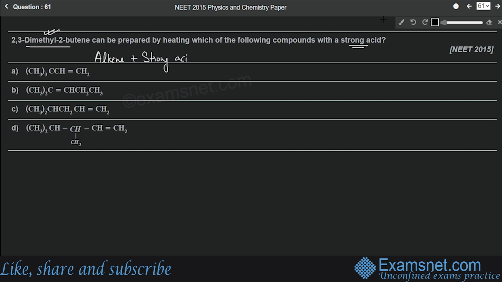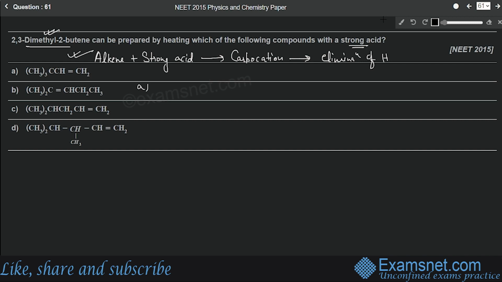In the first step, there will be formation of a carbocation. Why? Because there will be attack of a proton at the double bond and it will lead to the formation of a carbocation. Then in the next step, either it will rearrange itself or there will be direct elimination of hydrogen. So in the last step, there will always be elimination of hydrogen and it will lead to the formation of another type of alkene. So let's check one by one. You have to remember this.